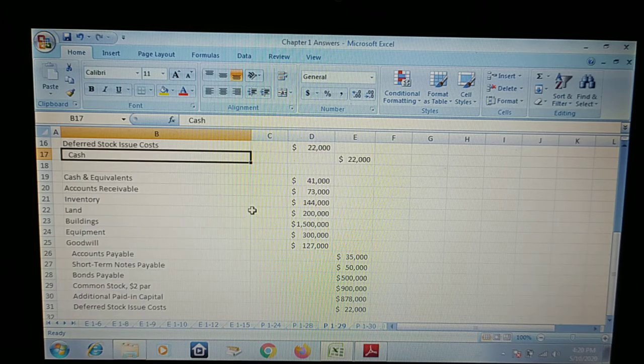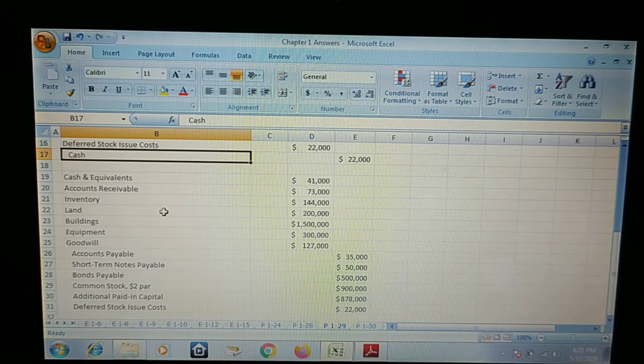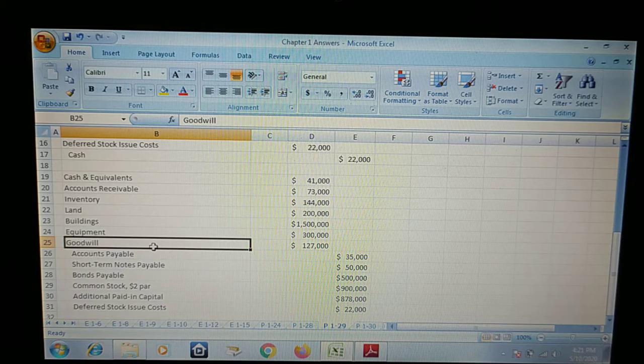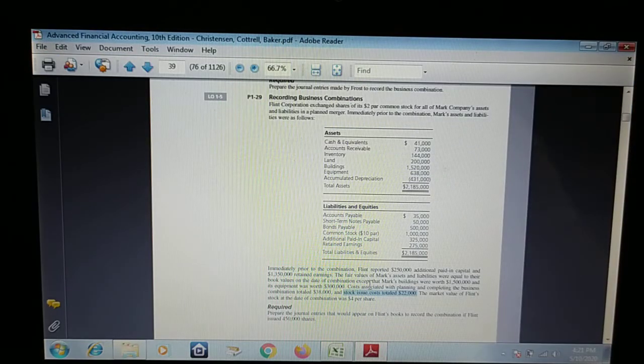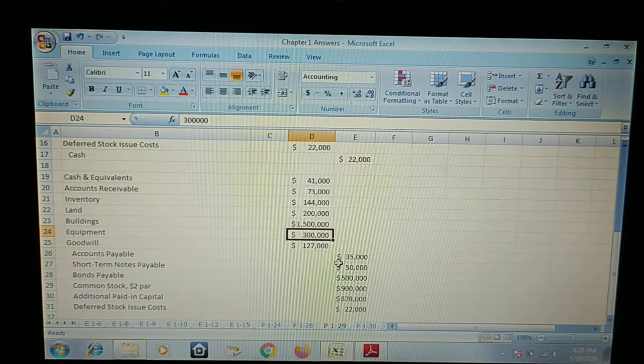And then the next thing is we record the assets and the liabilities at fair value. Remember, cash, accounts receivable, inventory, land, building, equipment, and remember goodwill. Always remember goodwill. The numbers are the same as in the table, except for the building and the equipment, which use the fair value given in the question. Then the accounts payable, short-term notes payable, bonds payable.